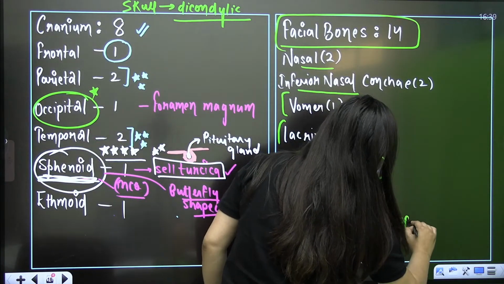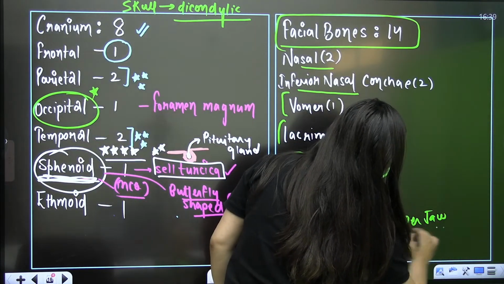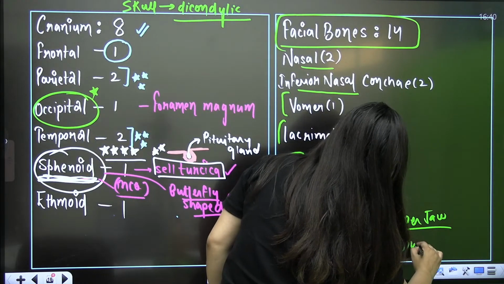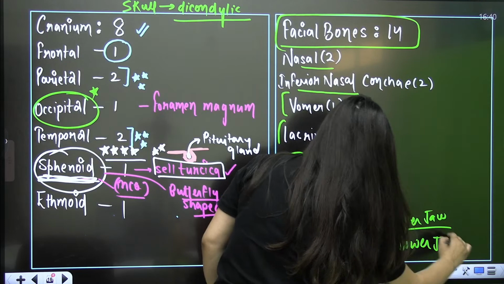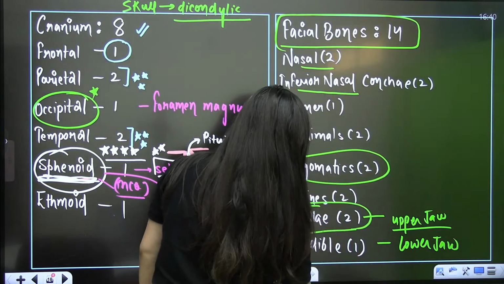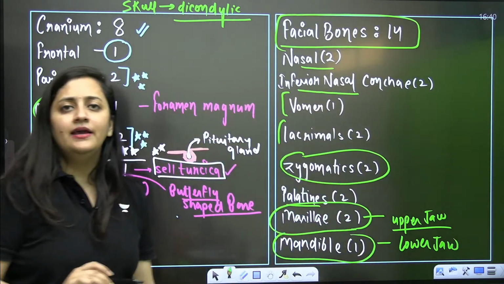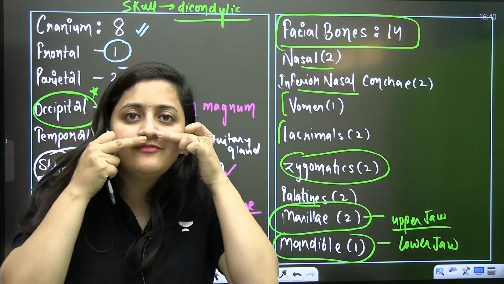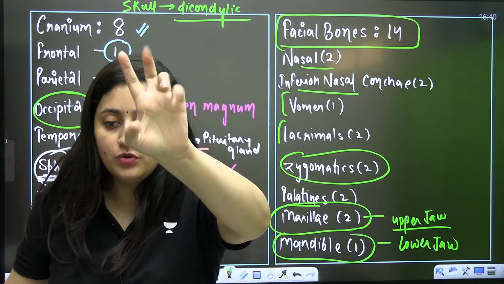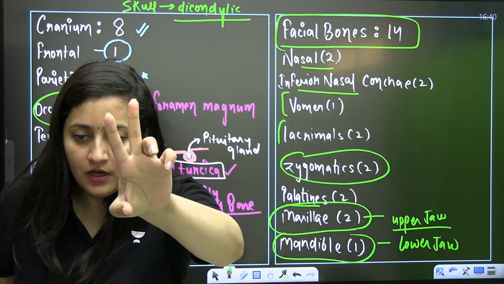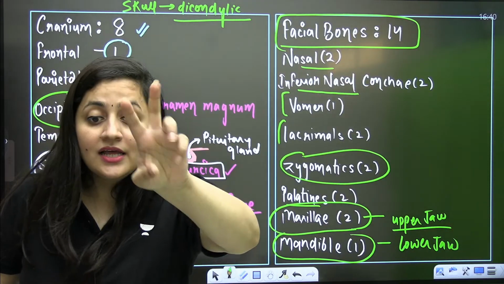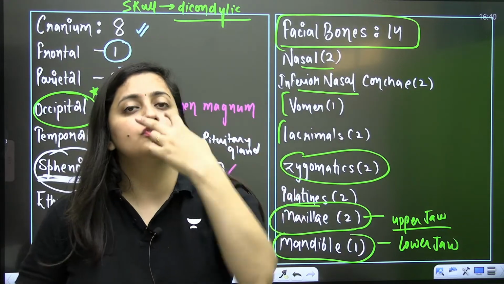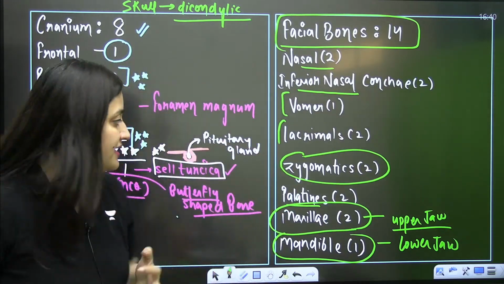Now in the facial bones, this is the part that you need to remember: maxillae, mandible. Maxilla is the upper jaw. The upper jaw is formed by the fusion of two bones. Another important topic. It is known as maxilla.